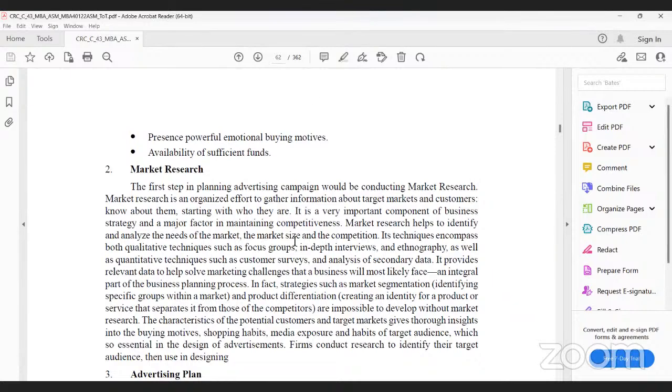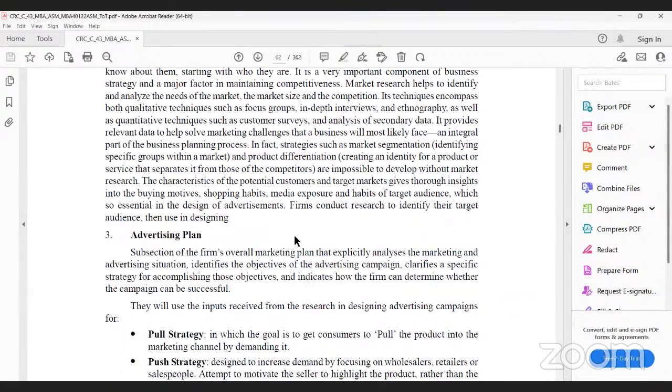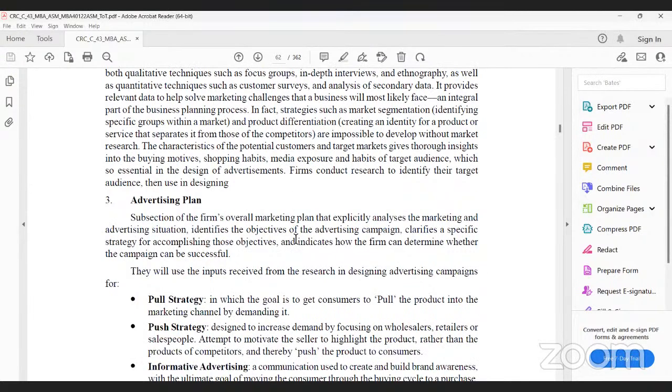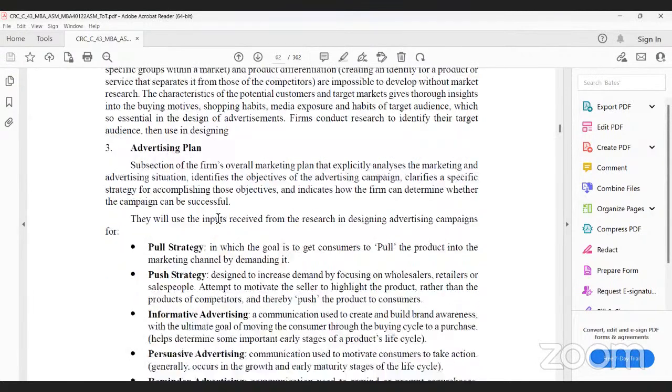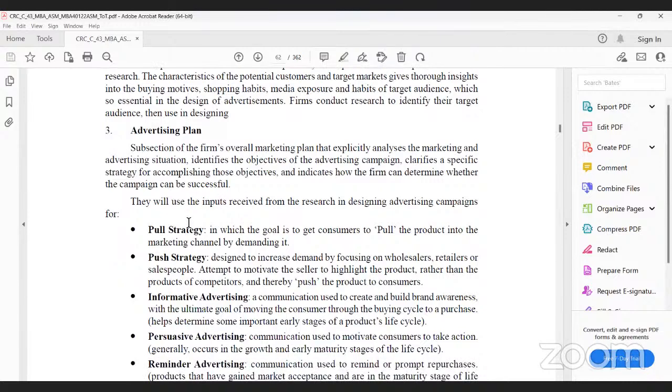Market research is also very important, and then the advertising plan is required. It covers your advertisement and pull strategy: informative advertising, persuasive advertising, and reminder advertising. What is the pull strategy? Let us discuss this very simply. What is the pull strategy of the advertising plan? In it, the goal is to get customers to pull the product into the marketing channel by demanding it.